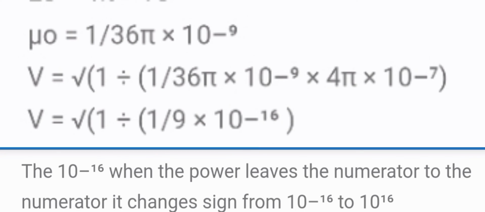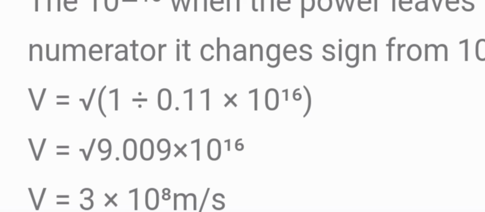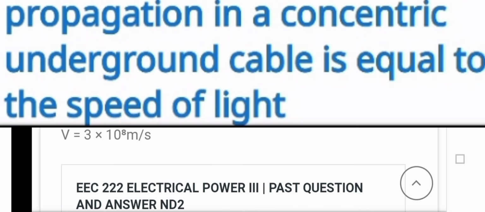1 divided by 9, if you check your calculator, gives us 0.11. Now times it by 10 raised to minus 16. Then 1 divided by 0.11 gives us 9.099. Find the root of 9.099 times 10 raised to 16. The root of 9 is 3. The root of 10 raised to 16 gives us 10 raised to power 8. So you have seen that our result is 3 times 10 raised to power 8 meters per second.